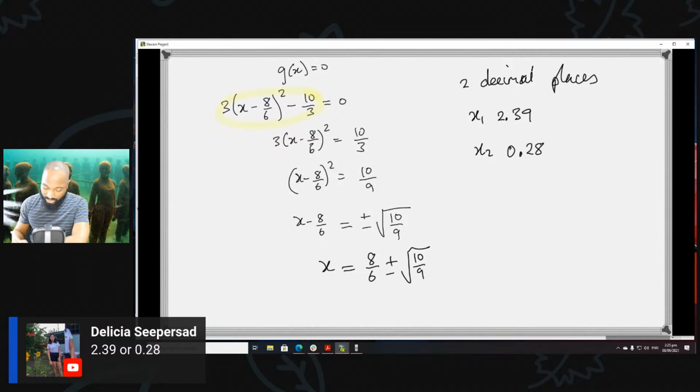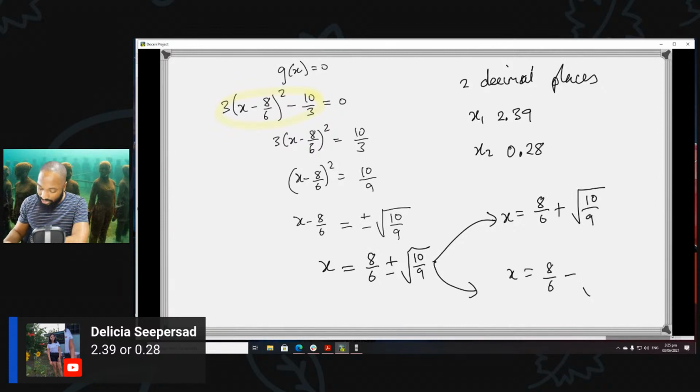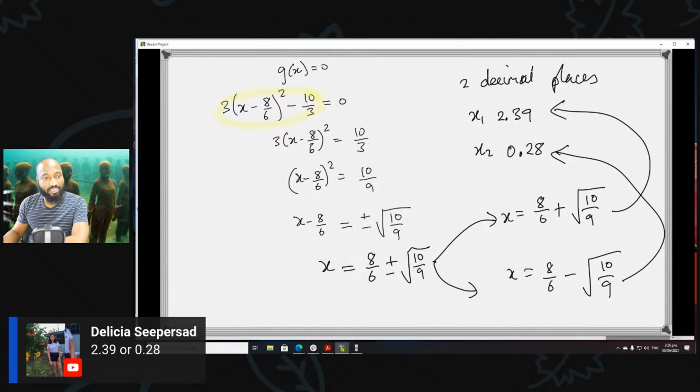Now, this is actually two things. Either x is equal to 8/6 plus the square root of 10/9, or x is equal to 8/6 minus the square root of 10/9. This one will give you that, and this one will give you that. That's the two answers right there.